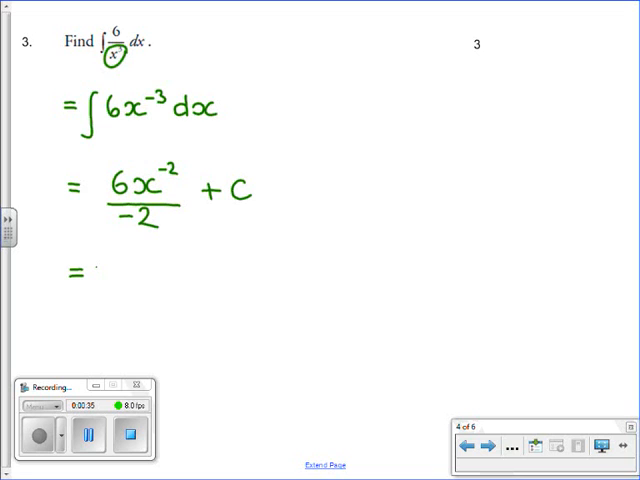Now we're going to simplify. 6 over minus 2 is minus 3. Our x to the minus 2 can be moved down to make it x squared. And again, remembering our constant. So the answer is negative 3 over x squared plus c.